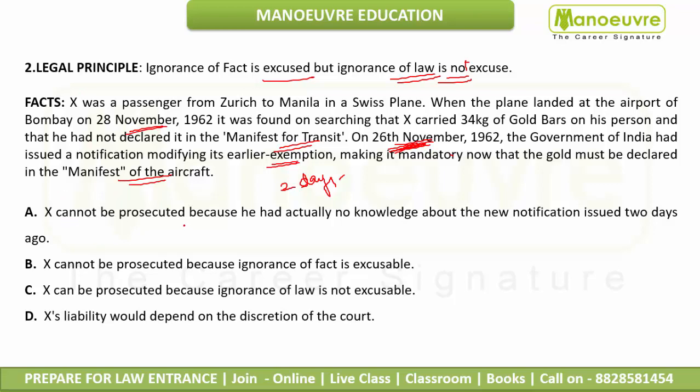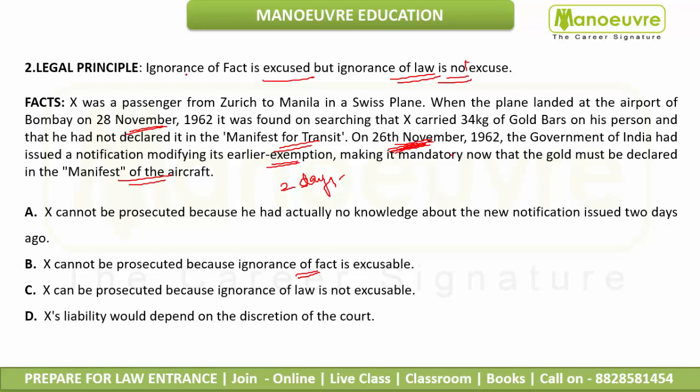X cannot be prosecuted because he had no knowledge. He actually had no knowledge about the new notification issued 2 days ago. X cannot be prosecuted because ignorance of fact is excusable. X can be prosecuted because ignorance of law is not excusable. X's liability would depend on the discretion of the court. Okay, so guys, pause the video here and try to solve it for yourself. Okay, I proceed with the answer.